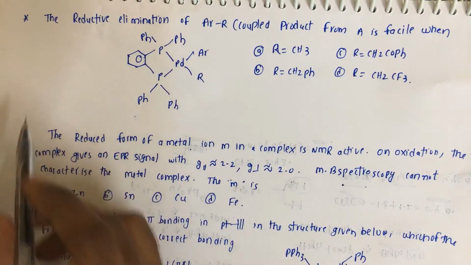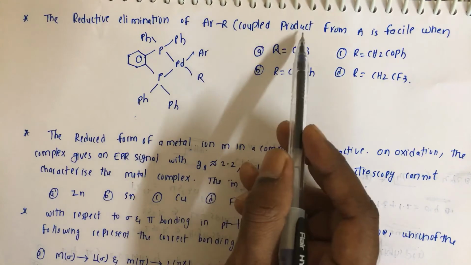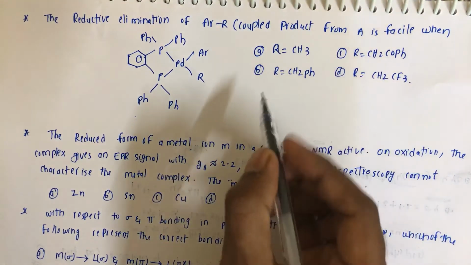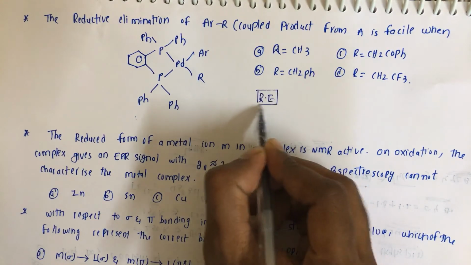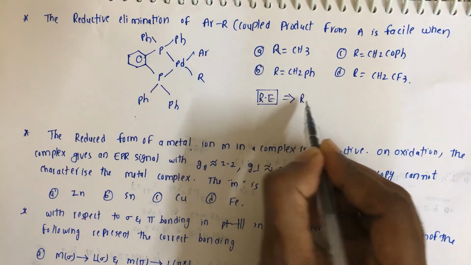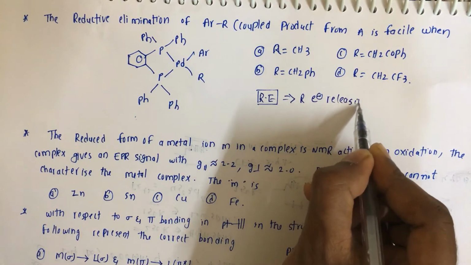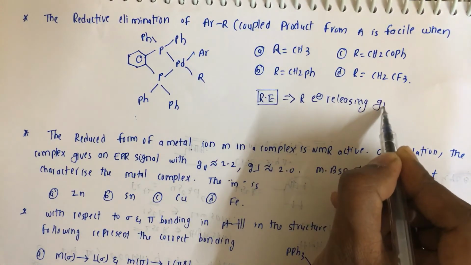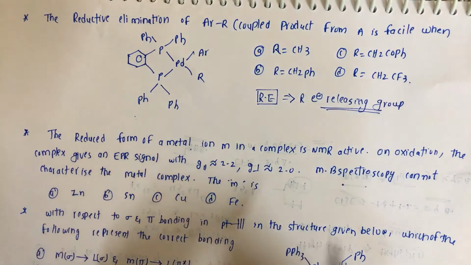Is here the reductive elimination of Ar or coupled product from the square planar complex. Just remember, in the reductive elimination, when it is more feasible, the R group should be an electron releasing group. So when the R group is an electron releasing group, in that case the reductive elimination is more feasible.